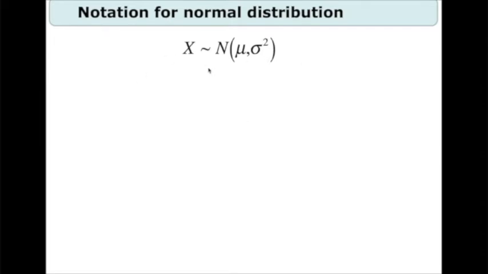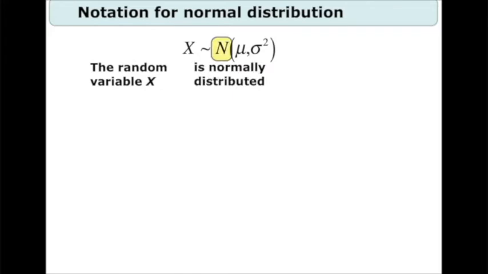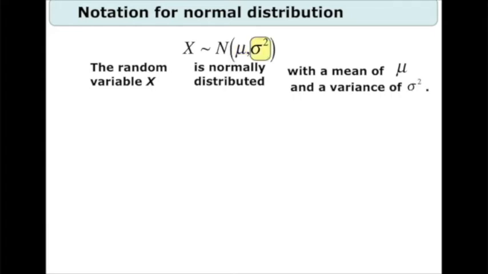Okay, let's go through some notation, almost similar to the binomial distribution notation. This uppercase X means the random variable X is normally distributed, that uppercase N is normally distributed, with a mean of mu and a variance of sigma squared.